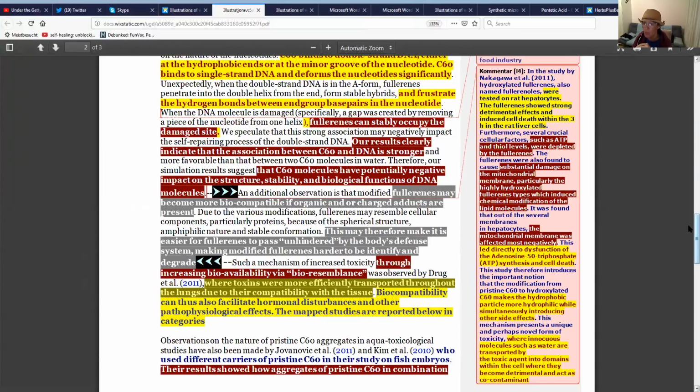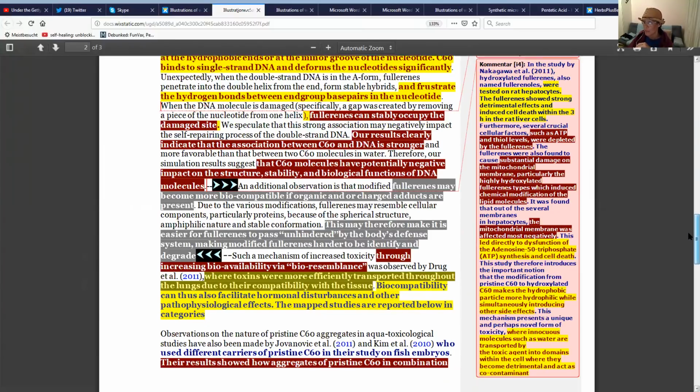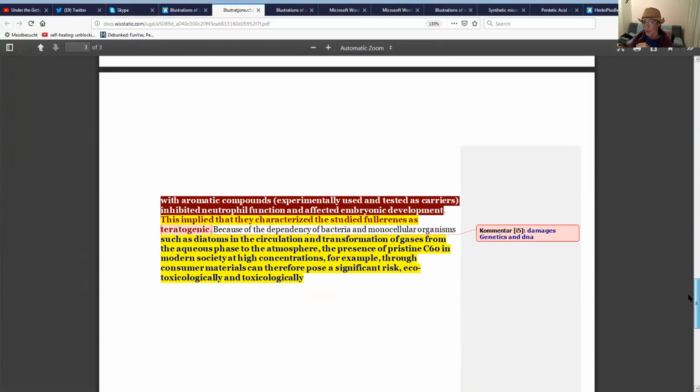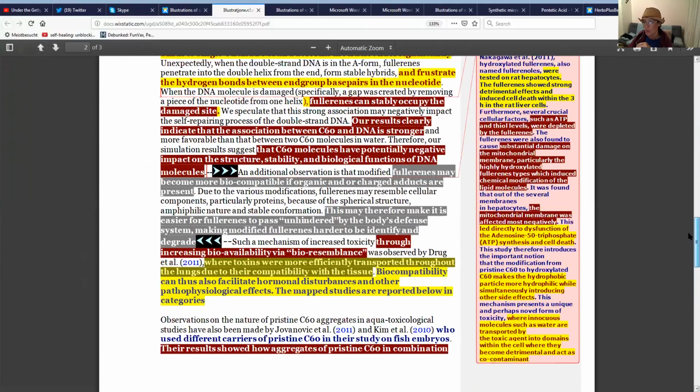Fullerenes can stably occupy the damaged site. Our results clearly indicate that the association between C60 and DNA is stronger, that C60 molecules have potentially negative impact on the structure, stability, and biological functions of DNA molecules. Okay, so I'm going to continue reading here.